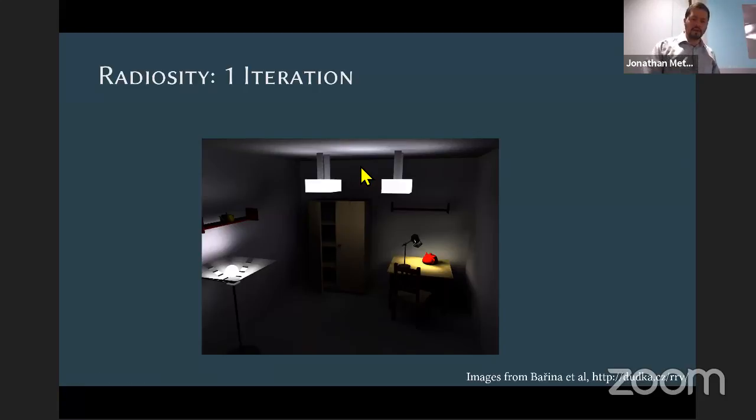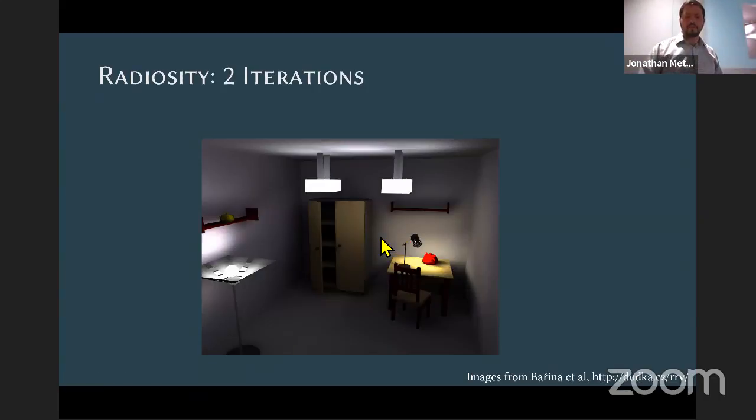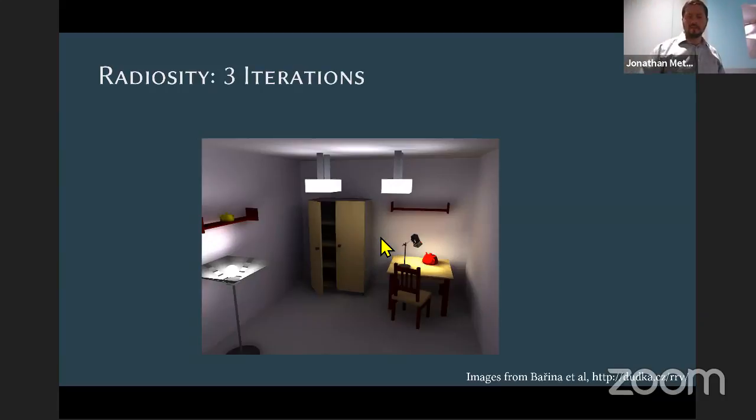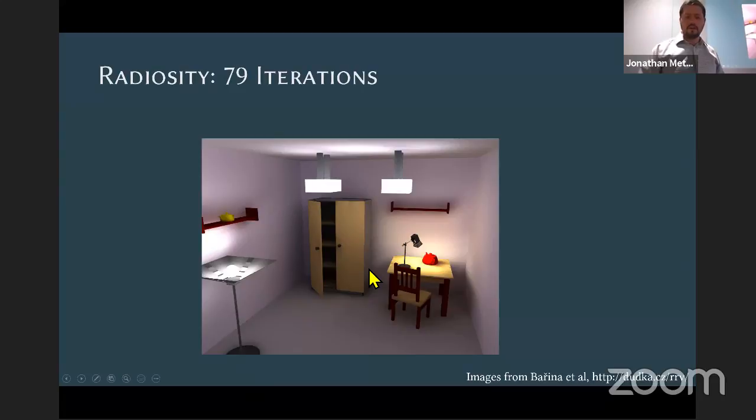And we can see what happens after each iteration. After the first iteration, you'll notice that the base reflectance is everywhere. We spread the light everywhere. After 2 iterations, we're bringing up the energy level, right? Lights bounce some more. After 3 iterations, and then after 79. Okay, so you can tell there's significant energy loss between the 3rd iteration and the 79th iteration.